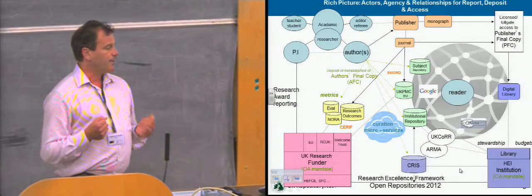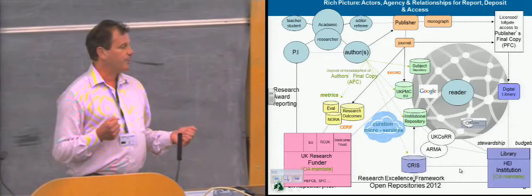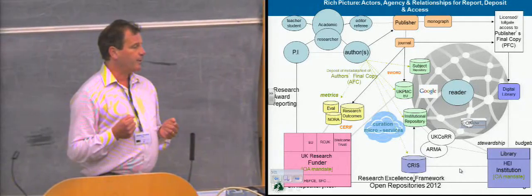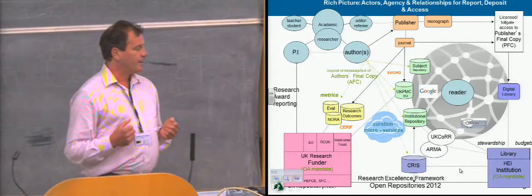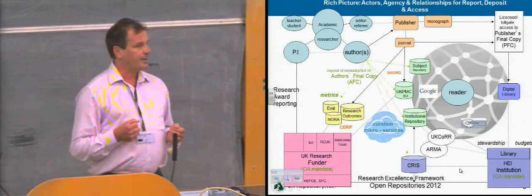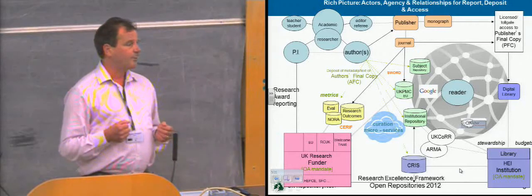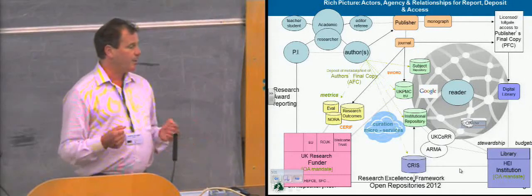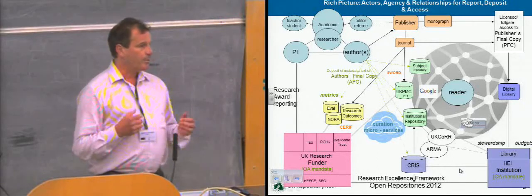So we were able to differentiate between the two types of open access, between green open access of the author's final copy, and the publisher's final copy, which the publishers are providing as a service. We were able to look in more detail at standards like SWORD and SERIF that we wanted to use. We identified some of the main players like UKCoRR, the Association of Research Managers, who we were going out and talking to.